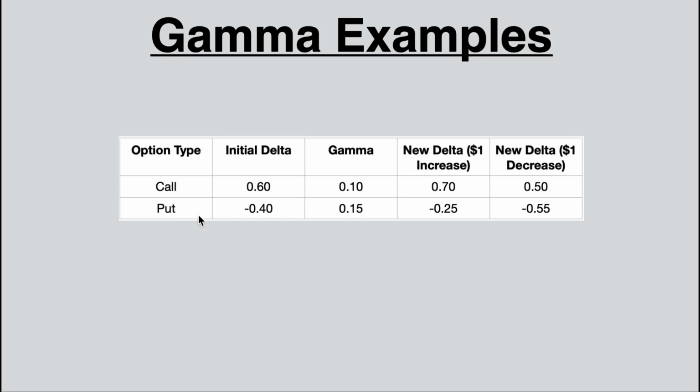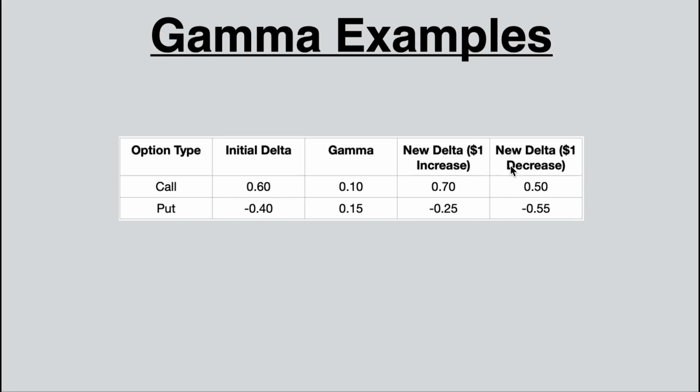0.50. So now let's say we had a put, right? The initial delta is 0.40, and the gamma is 0.15 on this one. When the stock price increases by $1, that also means the position is moving against us, because when we have a put, we want the stock to go down. But since it went up, we're actually losing money. So it's moving further out of the money. That also means this initial 0.40 delta is going to move down to 0.25.